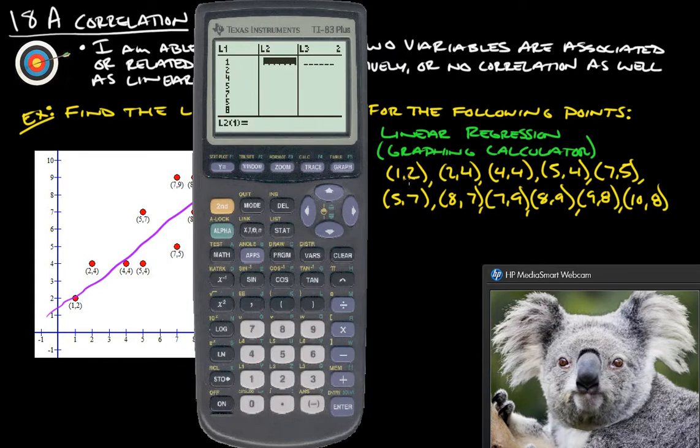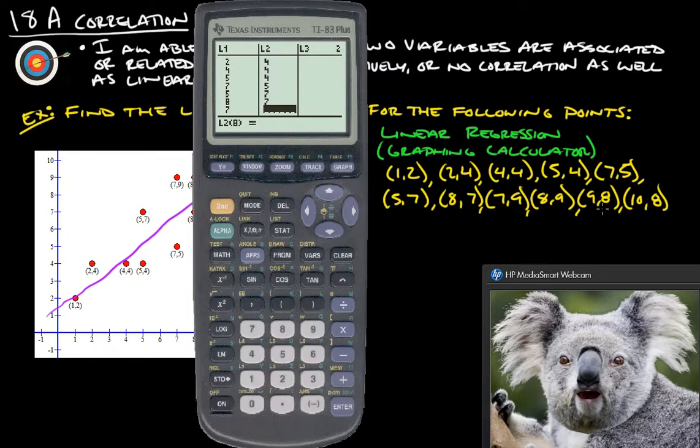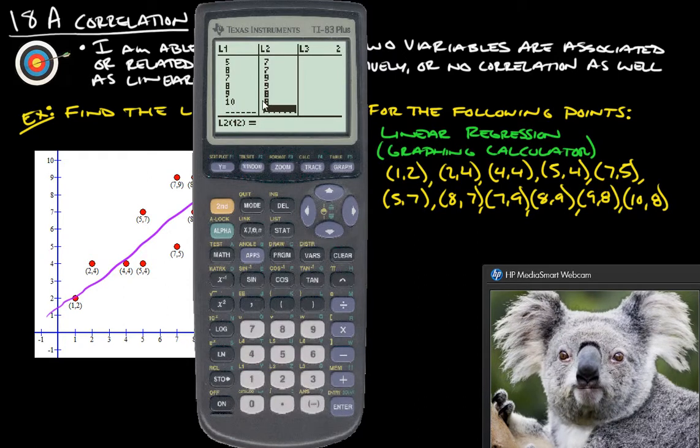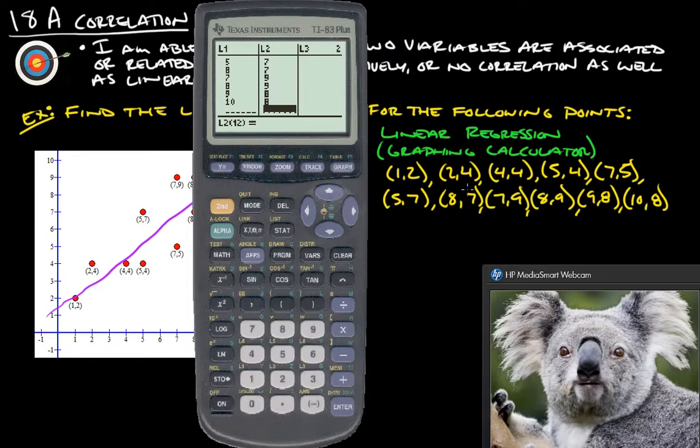Now I'm going to put all the y's in. So there's 2, 4, 4, 4 again, 5, 7, and 7. And then 9, 9, 8, 8. If you'll notice down here, these last two should match up, 10, 8. And if you go through and look at any of these, they are all the ordered pairs. So we know we got them in right.